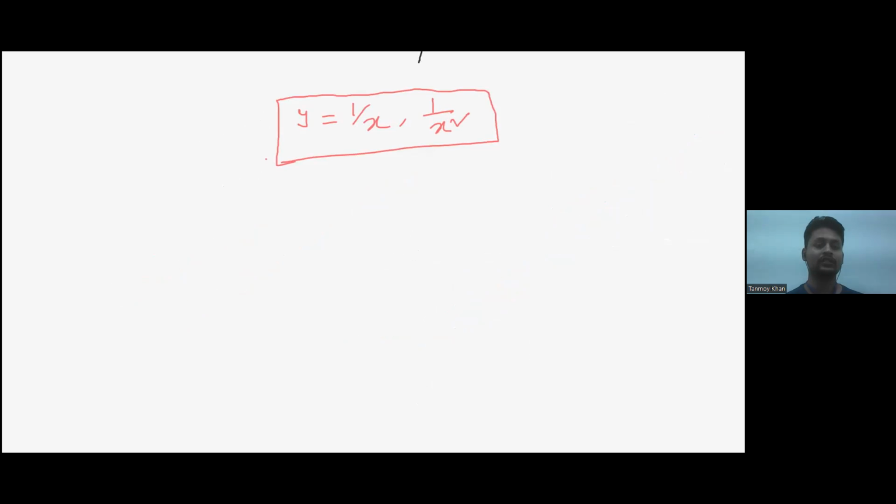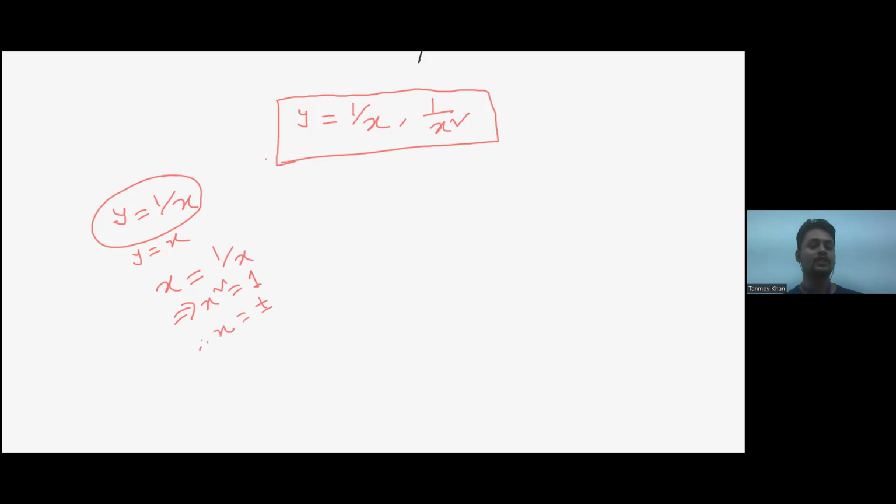So let's just start with y equals 1 by x. This one is a very interesting one. Again, just compare it to y equals x. So what will be x equals 1 by x? That means x is equal to plus minus 1. So this will intersect your y equals x at plus minus 1, right?